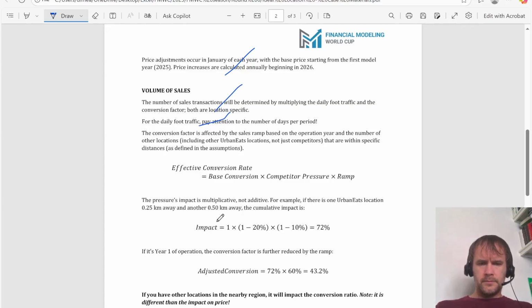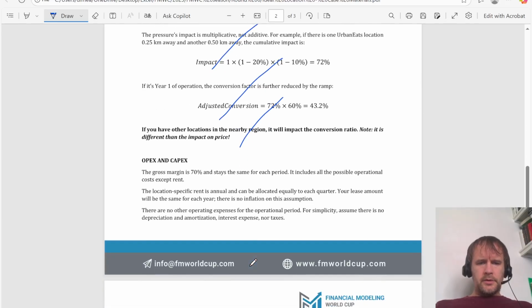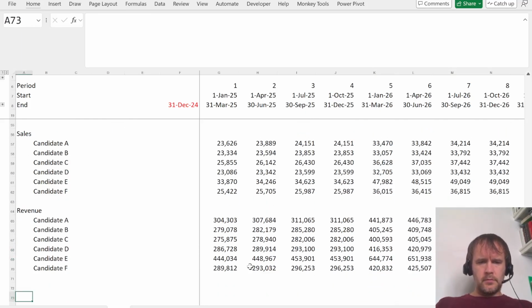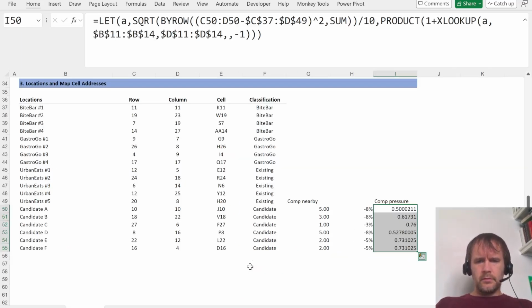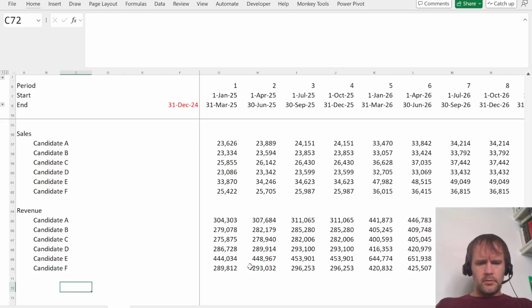So, further reduced by the ramp, yes. If you have other locations in the nearby region, the impact on revenue is different than the impact on price. Yes. Gross margin 70% stays the same for each period. Okay. Possible operational costs except rent. Okay. Yes. Margin.